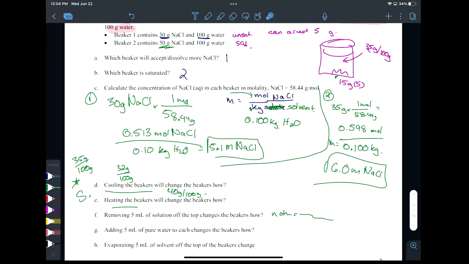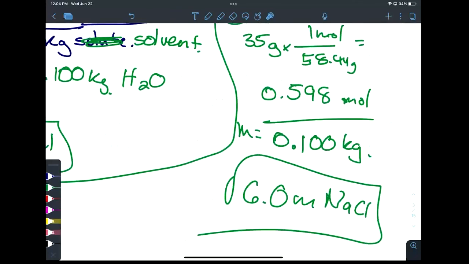But are we changing the volume at all? No. So basically what we're doing when we cool the beaker is that this number goes up or down. This number right here in our molality calculation goes down. So does concentration go up or down? Down, because the solubility decreased. We're losing moles of solid and it's falling to the bottom. It's no longer in solution anymore.